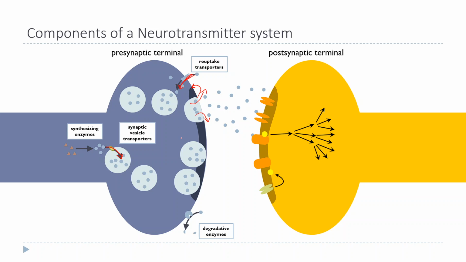And then in the case of at least one neurotransmitter, acetylcholine, you also have the degradative enzyme. So you have an enzyme that specifically breaks down the neurotransmitter. And because, for acetylcholine at least, that's unique to that neurotransmitter, it's considered part of the neurotransmitter system. So those are all the components that are on the presynaptic terminal.